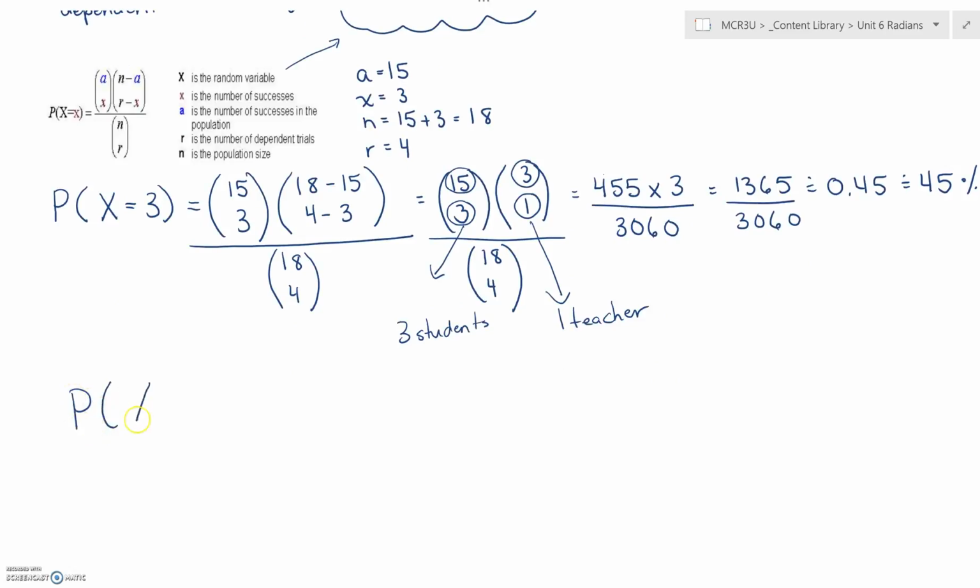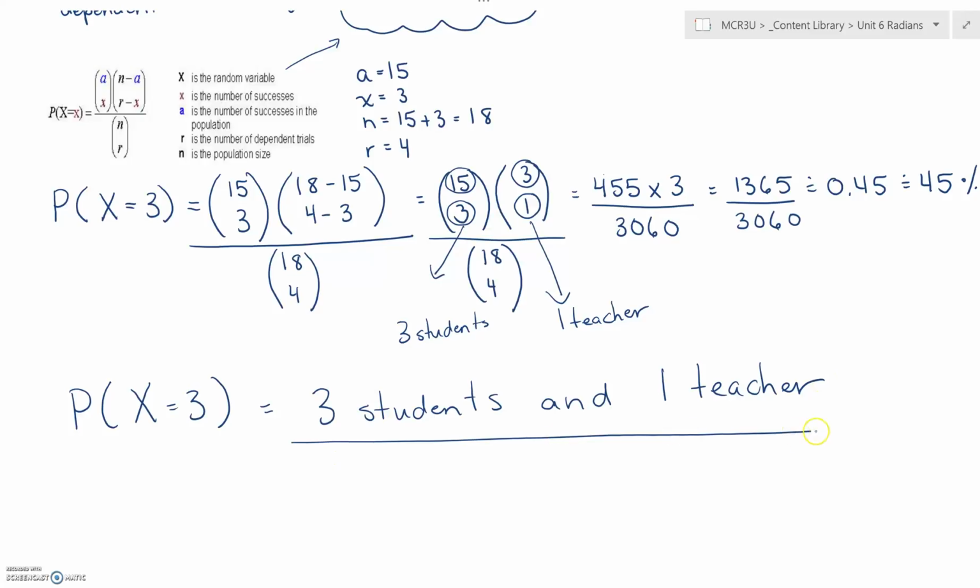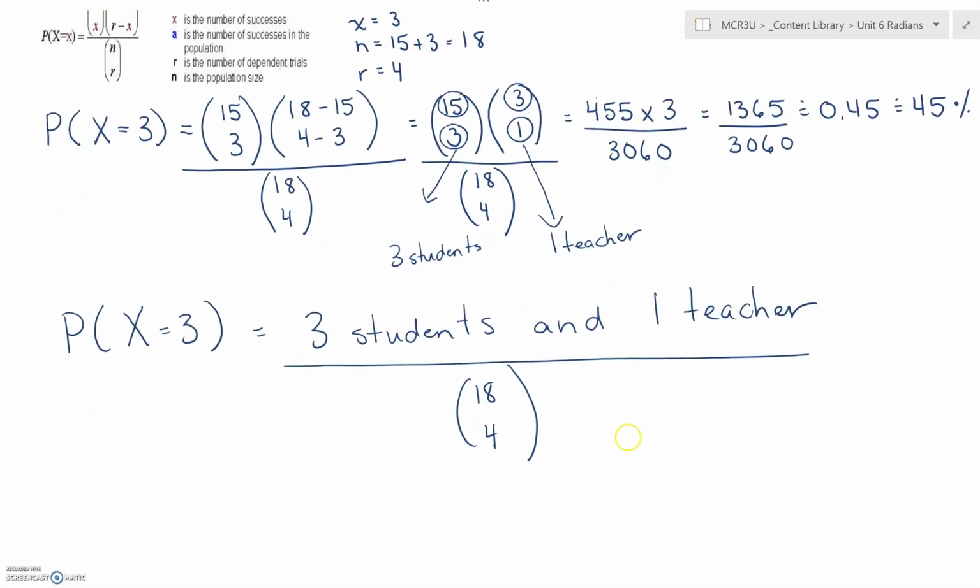So if you're looking for the probability, don't forget the notation though, the capital X equals 3. I'm looking for 3 students and 1 teacher. Okay, that's basically what that means. And this will be over the probability of all possibilities. So there'd be the probability of selecting 4 out of 18. And if you're doing 4 out of 18, that's just a combination here. Okay. So remember, probability, you have to divide by the total number of people that you want in your group without any restrictions.